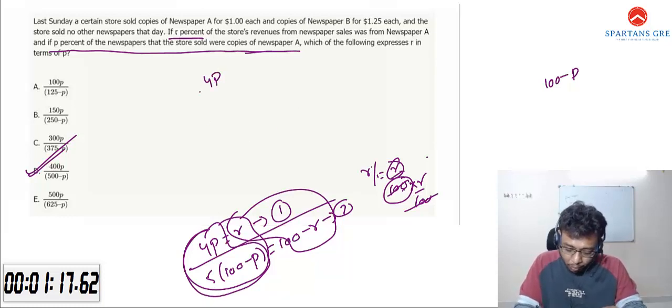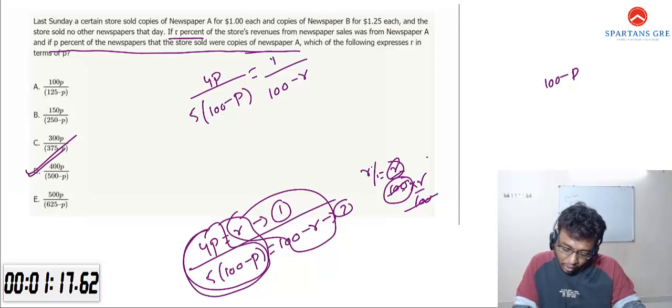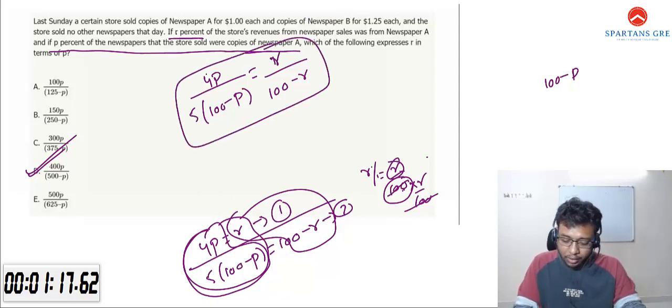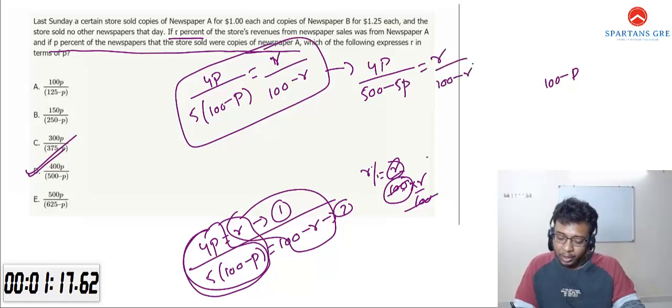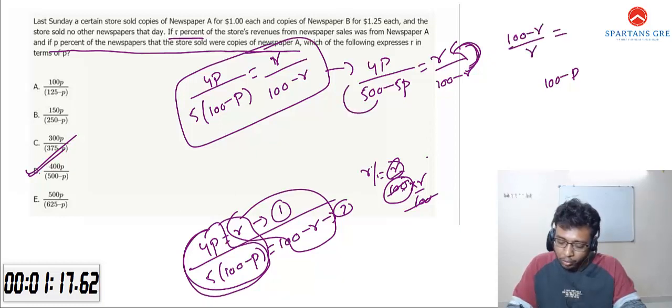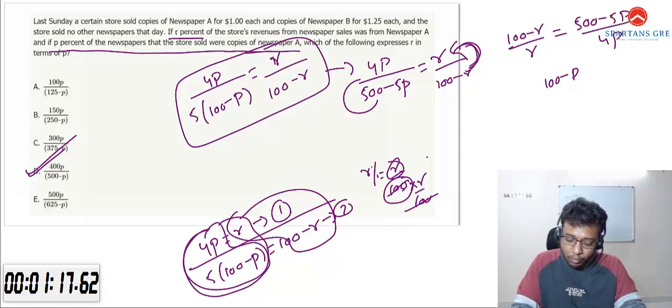So if you simplify this one, 4p by 5 into 100 minus p equal to r by 100 minus r, you will get your answer. How you will simplify this is 4p by 500 minus 5p will be r by 100 minus r. He is asking R in terms of P, right? So if I inverse this one, what will it be? 100 minus R by R will be equal to, you inverse this one also, it will be 500 minus 5P by 4P, right?